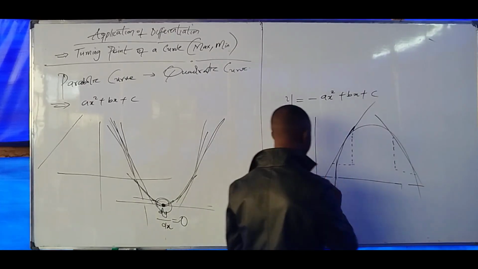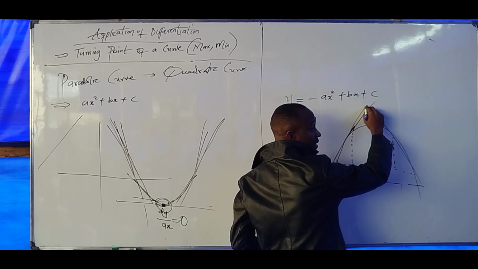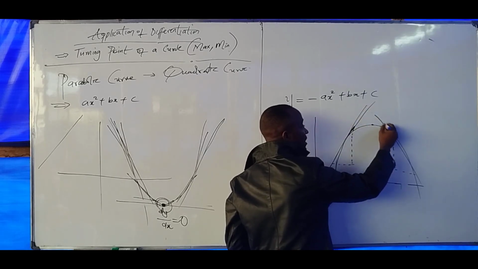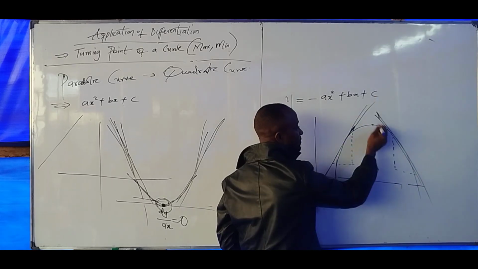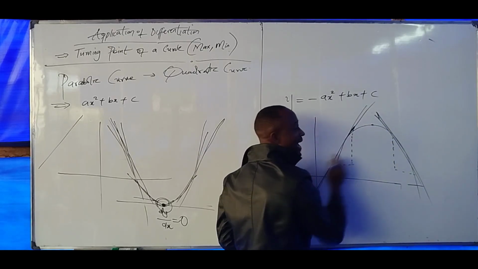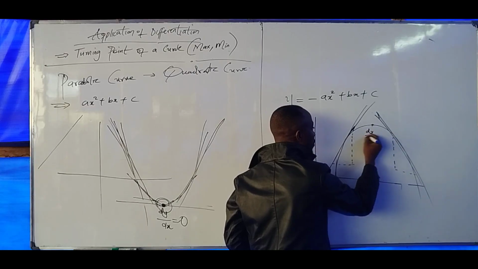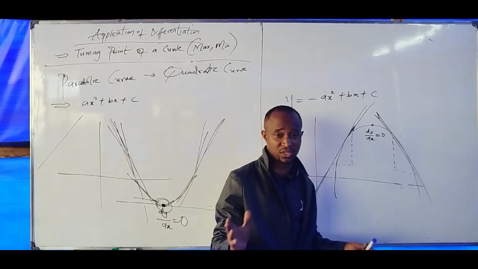Likewise this graph here. This curve is moving upward, right? Then at the starting point, what happened here? It changes direction. That point where the slope changes direction, which is here, is called the turning point. And at the turning point, dy/dx is equal to 0. Are you following?